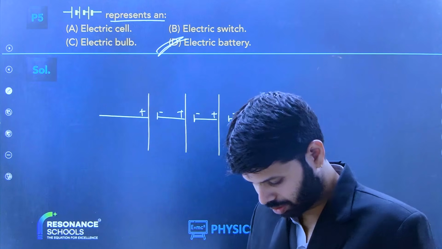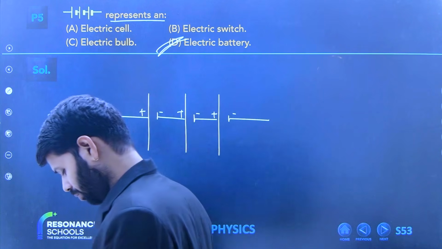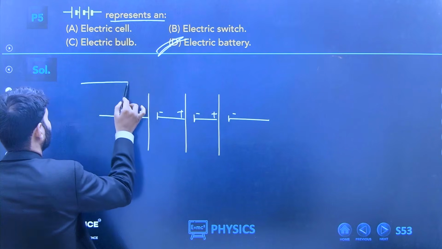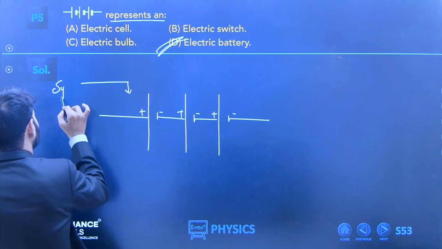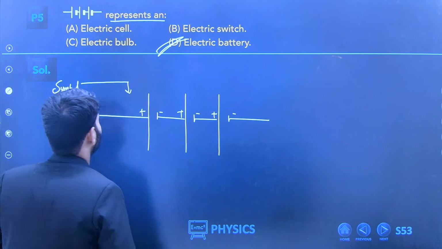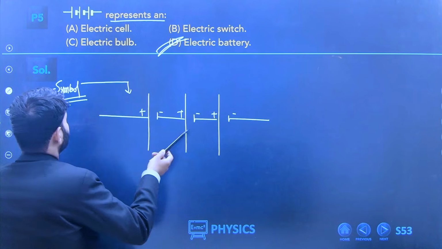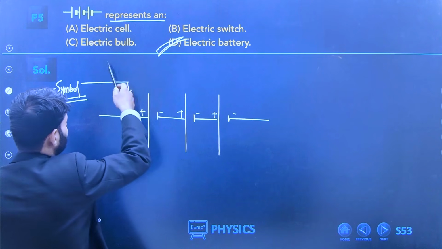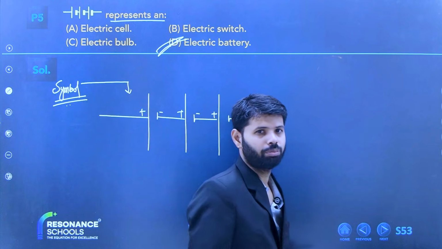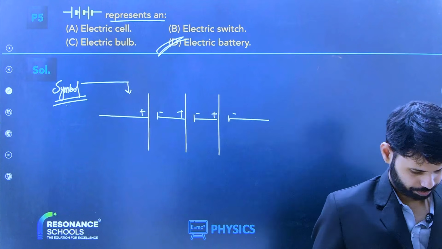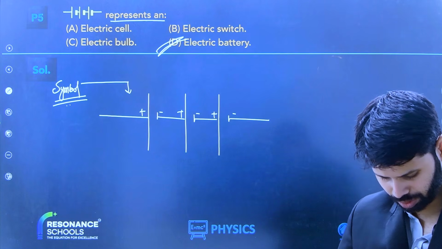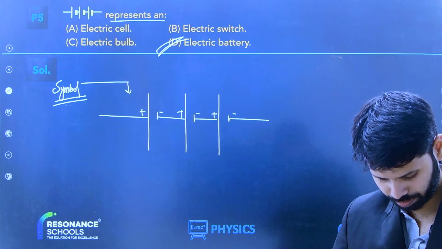Ravinita Pathur, you are not understanding the question. This is the symbol which is given. Now they are asking you which kind of device this is: cell, switch, bulb, or a battery? So this is the symbolization for a battery. You symbolize a battery with this. Electric battery. Okay, so can I move to the next question?